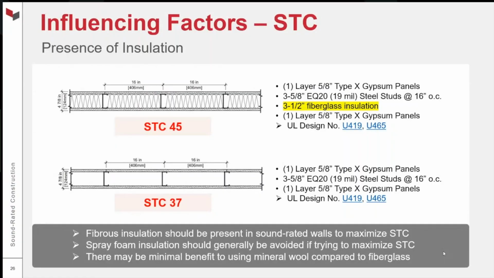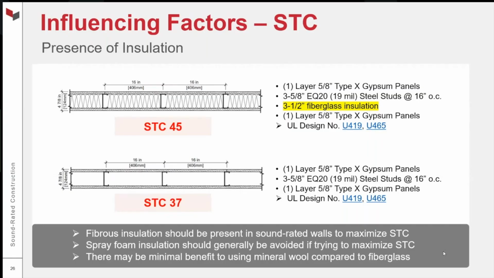If you have a sound rated wall, fibrous insulation is probably the cheapest and one of the most effective ways to maximize STC. Spray foam insulations, they may claim that they're good for acoustics, but they should generally be avoided. Some testing was done by the Gypsum Association with closed cell and open cell spray foams in a couple different wall types, and the results were not promising. So be very wary of spray foam insulations.